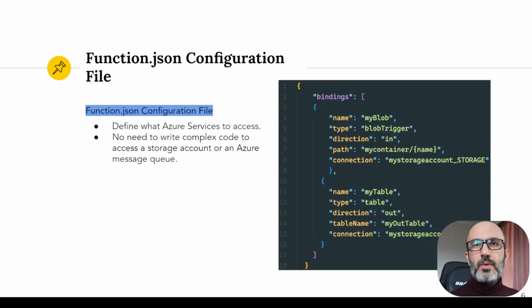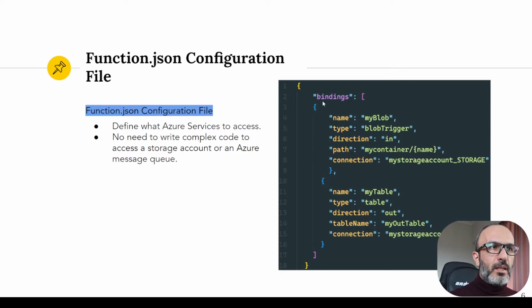The one final concept that I want to talk about before creating our first Azure function is what is called the function.json file, or the configuration file. In this file, I define what services I want my Azure function to have access to. And as you can see here, it's using simple code for me to access a storage account or an Azure message queue, without me having to complicate my Azure function code to write all the necessary steps for me to access a blob storage or an Azure table.